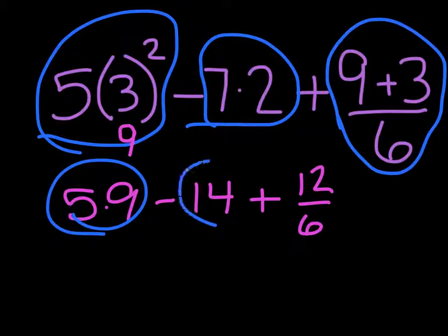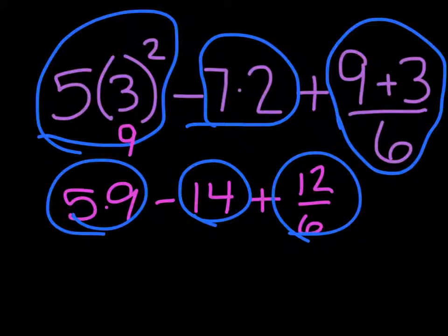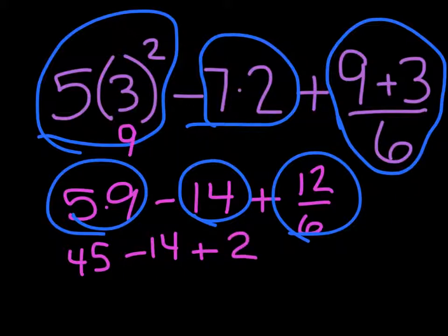So if I go back and circle terms again, 5 times 9 is 45, minus 14, plus 12 divided by 6 is 2. 45 minus 14 is 31, and 31 plus 2 is 33.